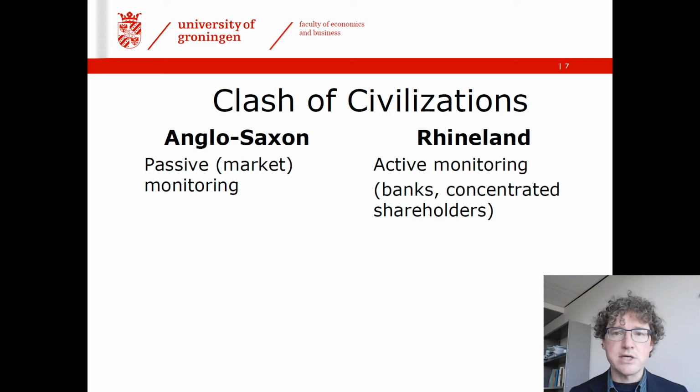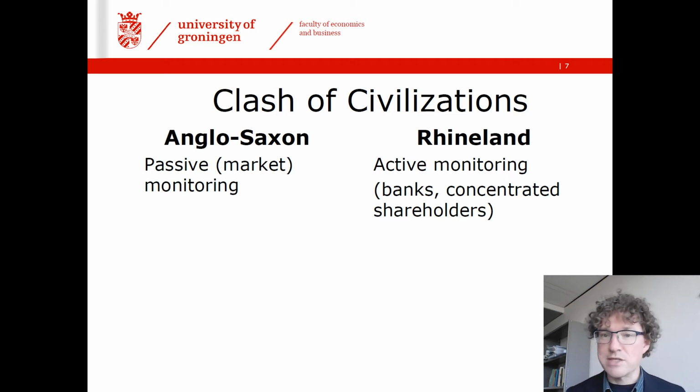So market players look at what we can actually see from the outcomes of the actions of the firms, and based on what we see, we might want to take actions, as in selling off our stocks or changing payments to the management. So active monitoring is more closely related to the Rhineland model, where concentrated shareholders, rather than dispersed shareholders that you might see more in the US, would intervene ex ante by sitting with the executive board.